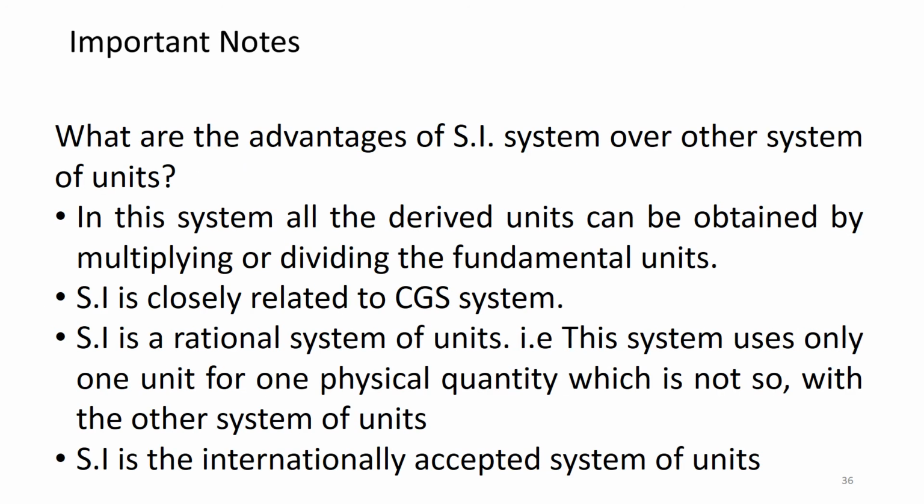What are the advantages of SI system over other system of units? In this system, all the derived units can be obtained by multiplying or dividing the fundamental units. SI is closely related to CGS system. SI is a rational system of units, i.e., this system uses only one unit for one physical quantity, which is not so with the other system of units. SI is the internationally accepted system of units.